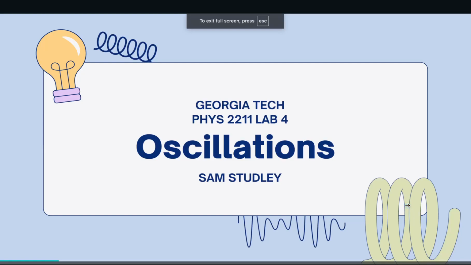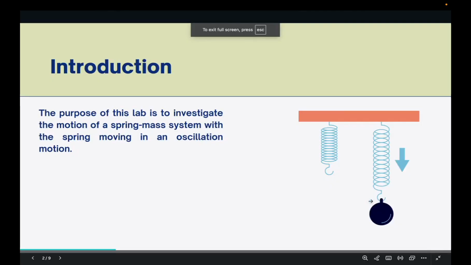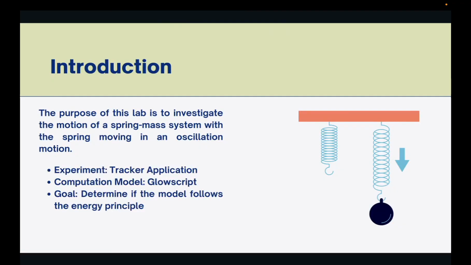My name is Sam Studley, and this is my Physics 1 Lab 4 on oscillation. Introduction to this lab. The purpose of this lab is to investigate the motion of a spring mass system with the spring moving in an oscillation motion.